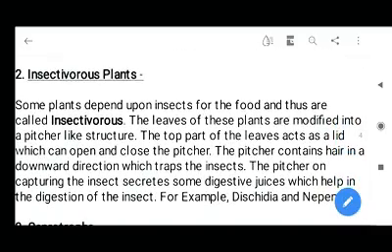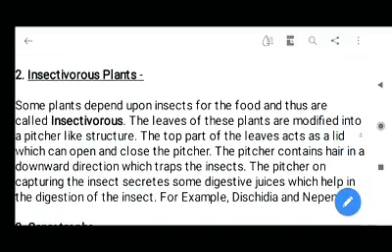Second one is the insectivorous plants. Some plants depend upon insects for food and thus are called insectivorous. The leaves of these plants are modified into a pitcher-like structure. The top part of the leaves acts as a lid which can open and close. The pitcher contains hairs in a downward direction which trap the insects. The pitcher, on capturing the insect, secretes some digestive juices which help in the digestion of the insect. For example, Drosera and Nepenthes.